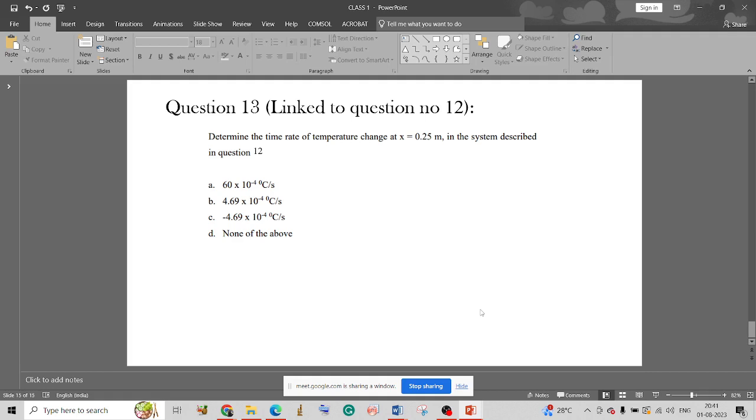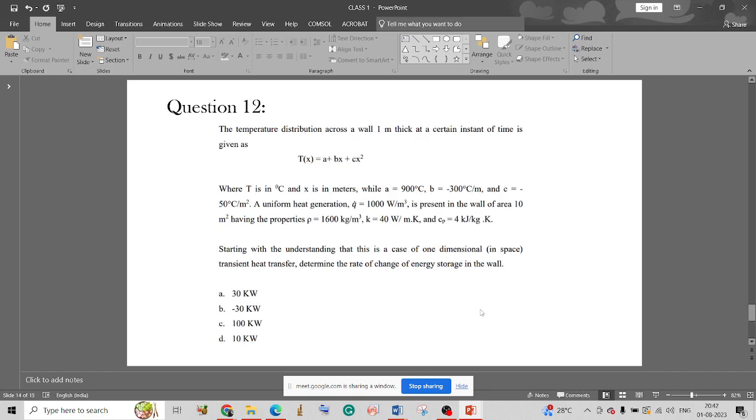Question number 13 is linked to question number 12. It is an extended portion of question number 12. So what do we need to find out here? Determine, this is the last question, after that we will turn off today's class. Determine the time rate of temperature change at x equal to 0.25 meter. The total thickness is 1 meter, and at x equal to 0.25 we have to find the time rate of temperature change, that is del T del t, in the system described in question number 12.